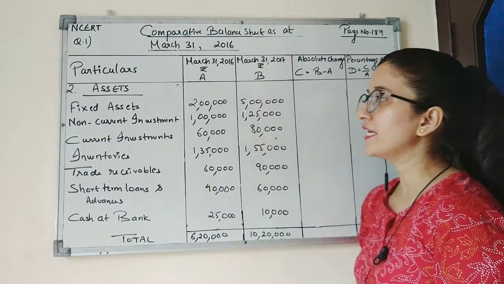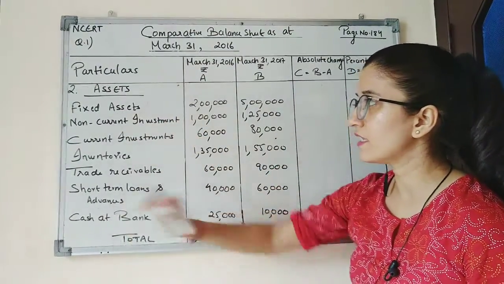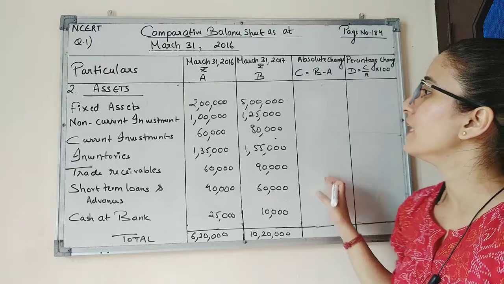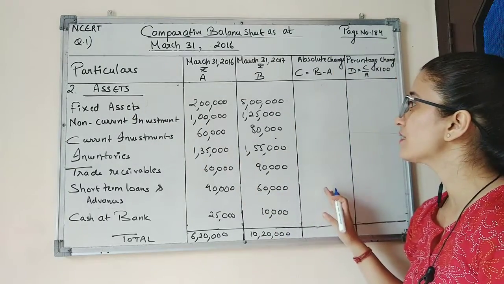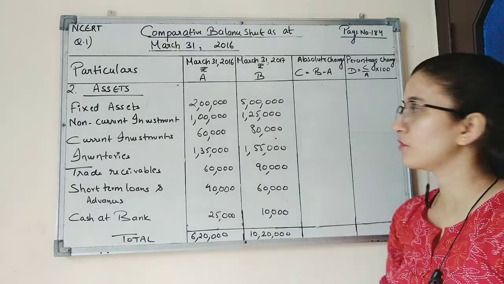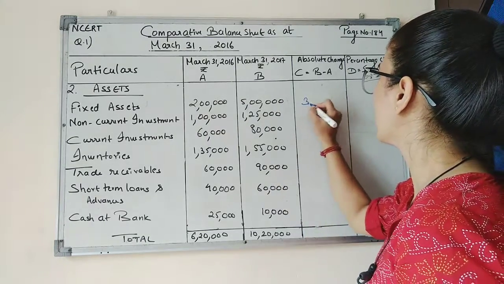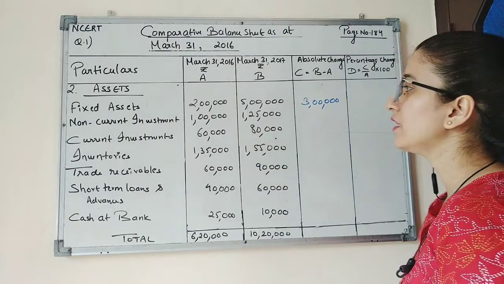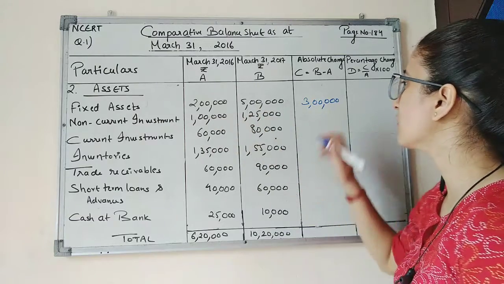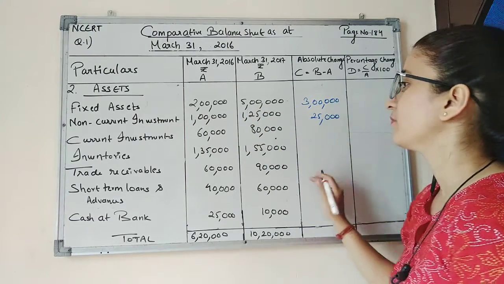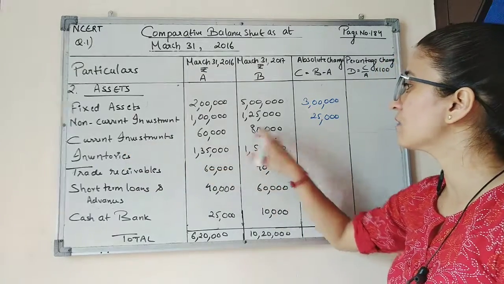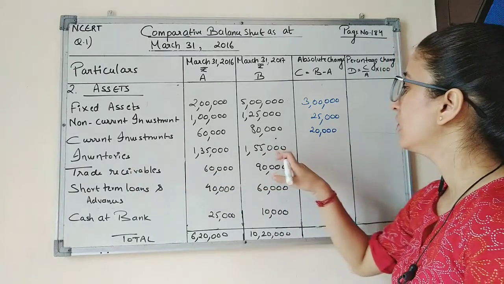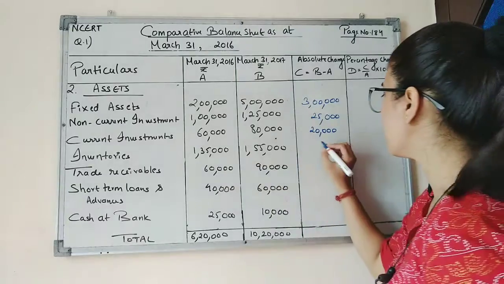The second major heading is assets, and there are various subparts in assets. Talking about the first part, which is fixed assets, to calculate the absolute change of fixed assets, we will subtract 2 lakh from 5 lakh rupees. So we will get the absolute change amounting to 3 lakh rupees. Next is non-current investment: 1,25,000 minus 1,00,000 will be 25,000. Then current investment, 80,000 minus 60,000 is 20,000. Then inventories, 1,55,000 minus 1,35,000 is 20,000.